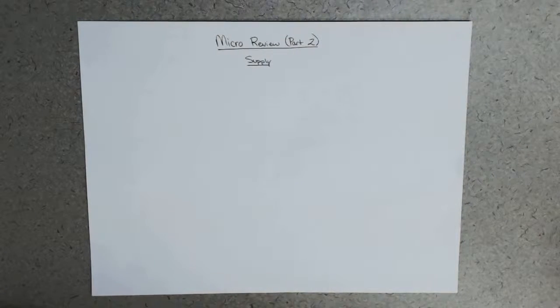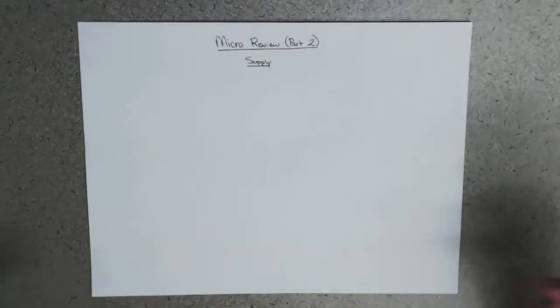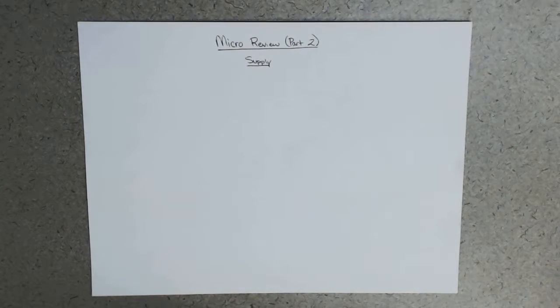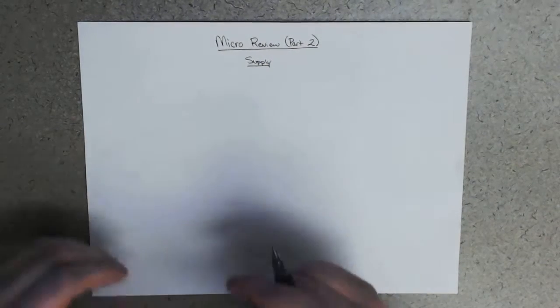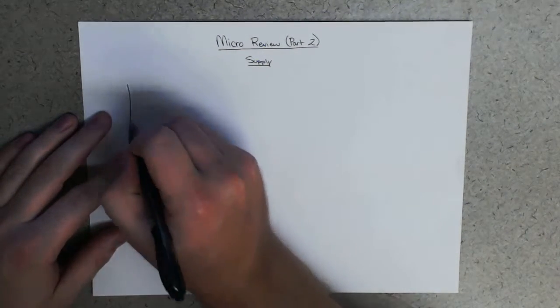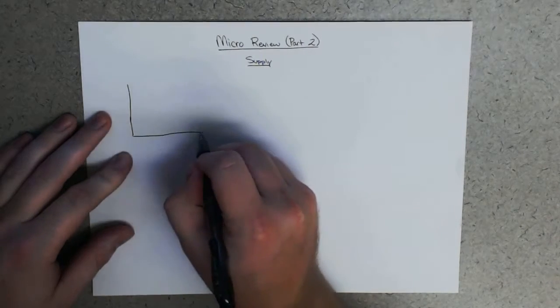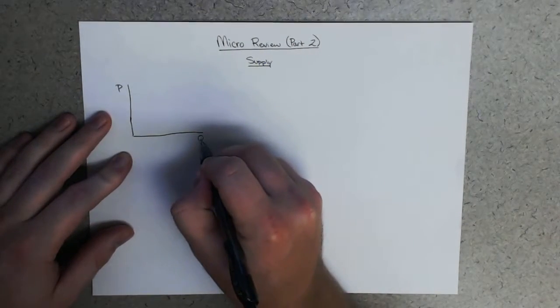Okay, so we're going to pick up from where we left off. Last time we talked about demand. Here we're going to talk about supply. Supply is a lot like the demand curve in many respects. It's also a relationship between price and quantity.